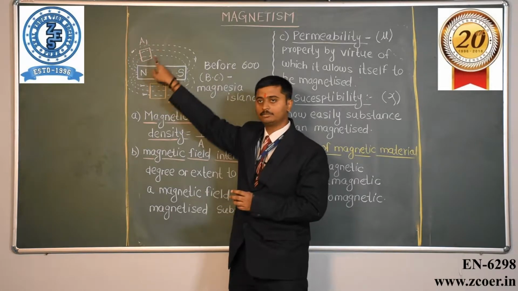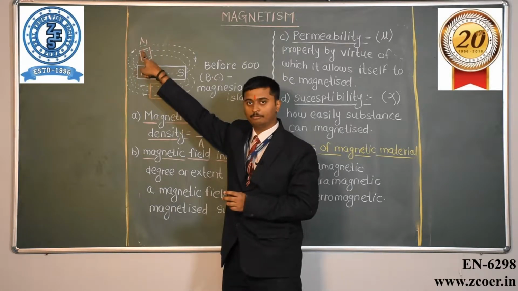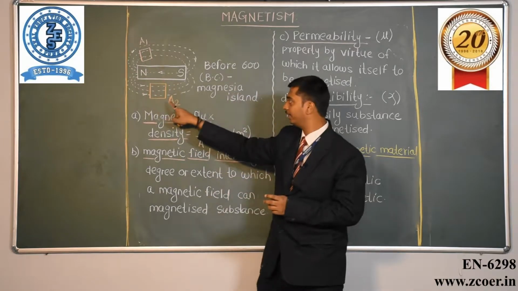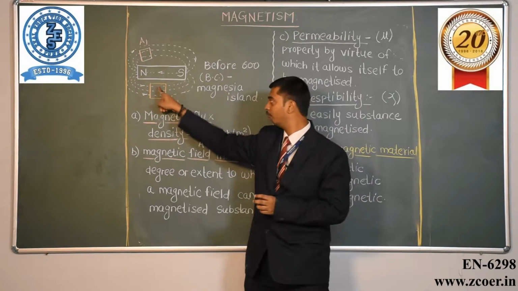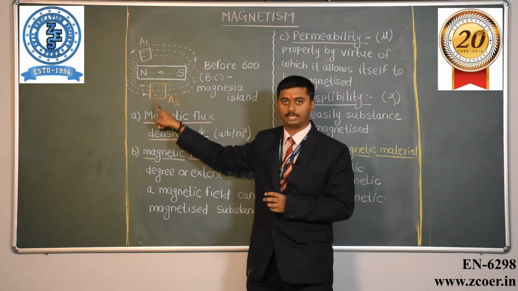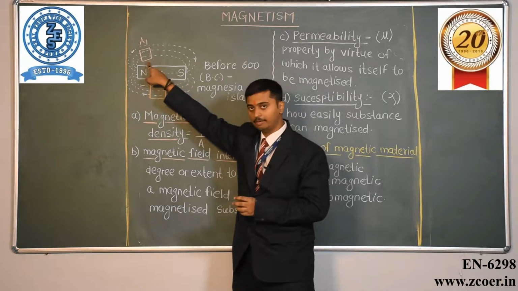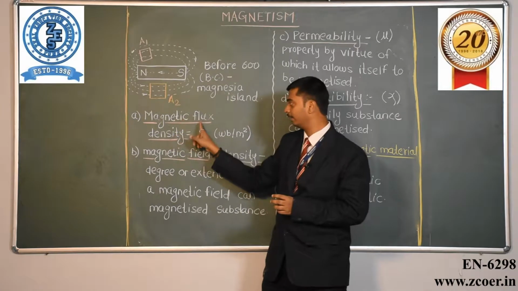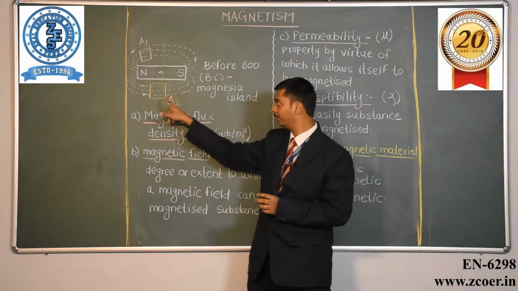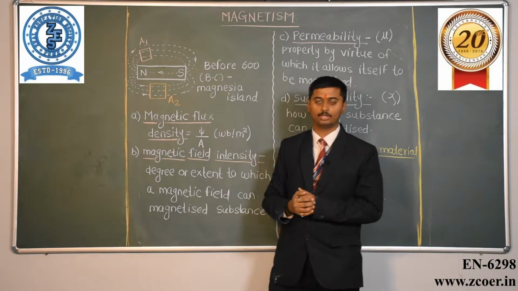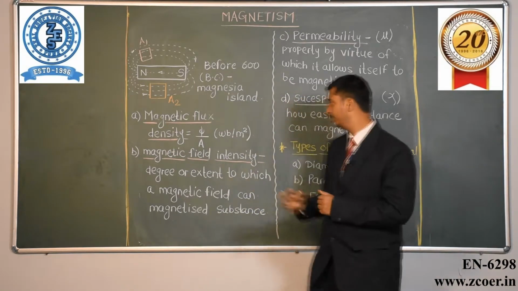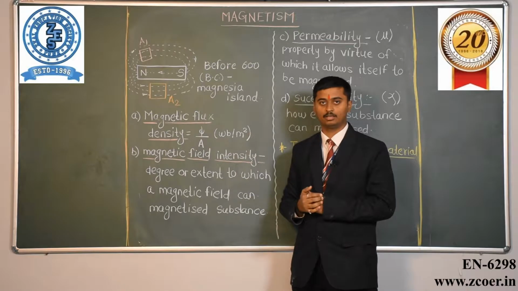How many lines will pass through area A1? Line 1 and 2. This is your area A2. How many lines will pass through it? 1, 2, 3. Means we can say that for area A1, 2 will be the magnetic flux density, and for area A2, 3 will be the magnetic flux density. The unit for magnetic flux density is Weber per meter square.